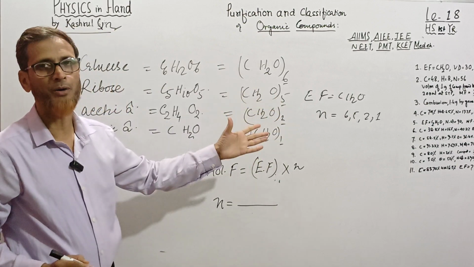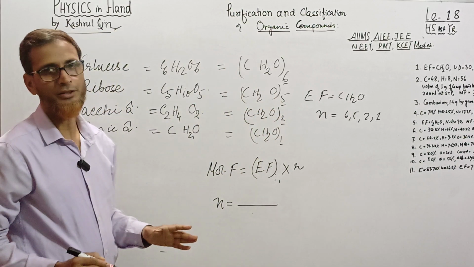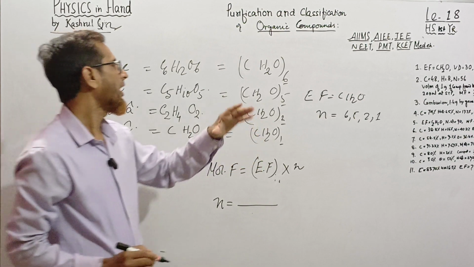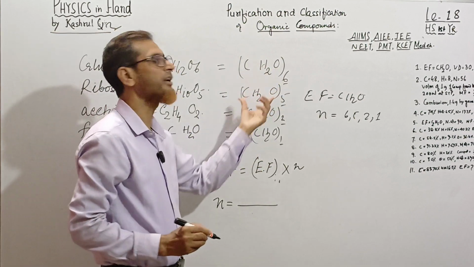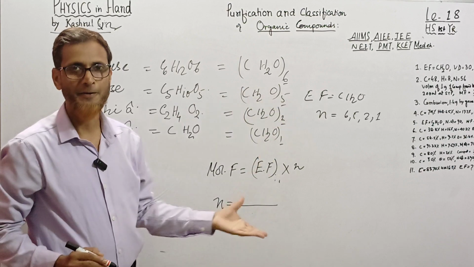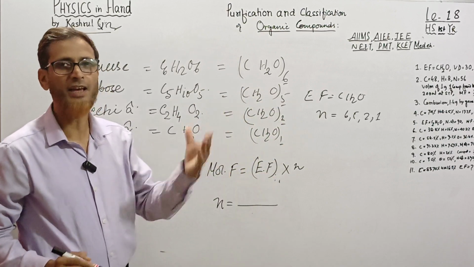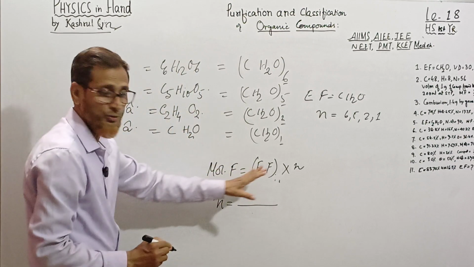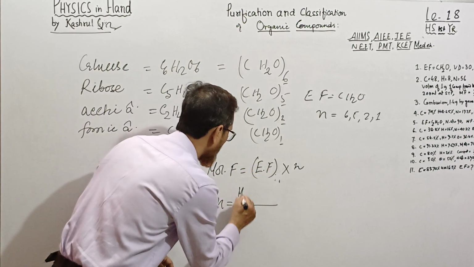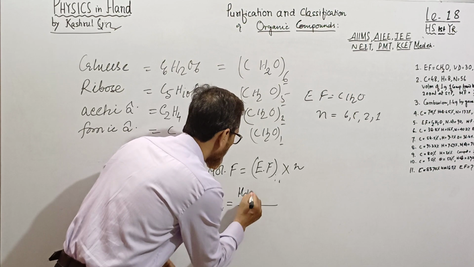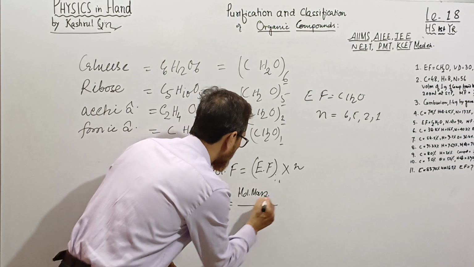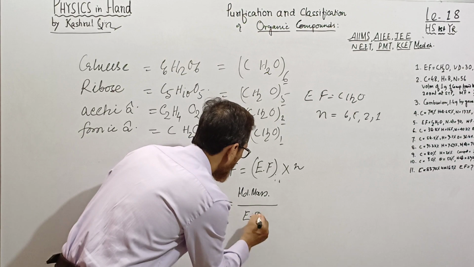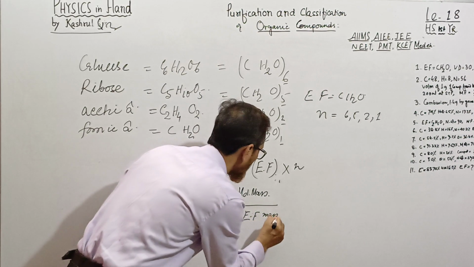But for an unknown compound, it may not be possible for you to find out n, how many times this empirical formula is multiplied or repeated. So it may not be known to you. So what is the formula? How to find it out? n is equal to molecular mass divided by empirical formula mass.